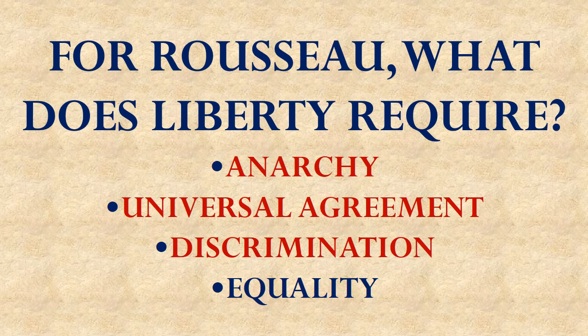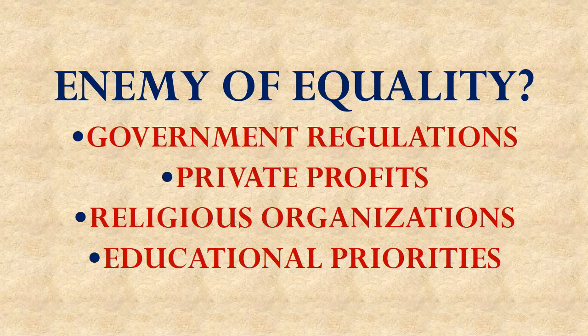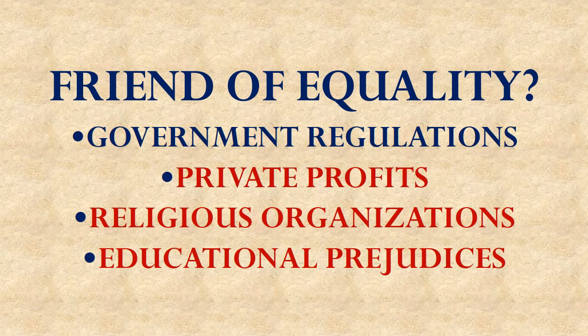Now, once you've decided that you want equality, what is the thread of it? Is it private profits, people out there making money on their own? Or is it religious organizations? Or is it the educational priorities in our society? Well, as I already accidentally flashed, but you should know, the right answer is government regulations. I went the wrong way. The thread of equality is government regulations. The government steps in and straightens out the inequalities, uses its great force and power to make people more economically equal.